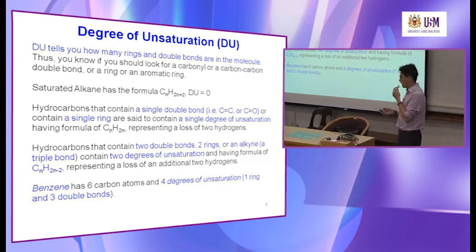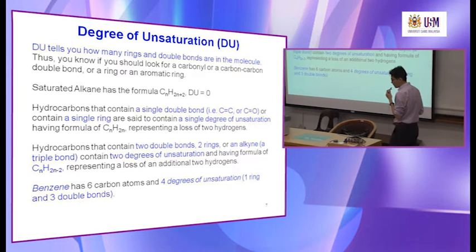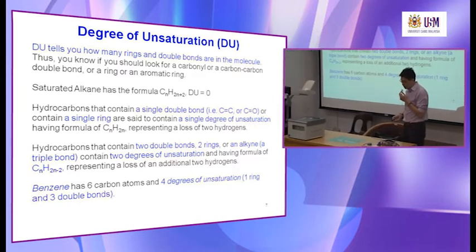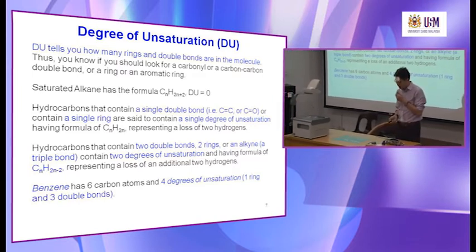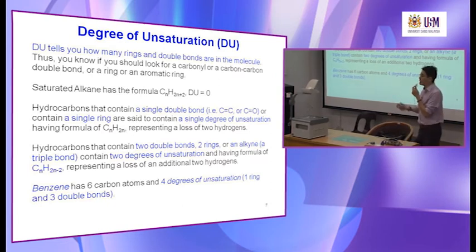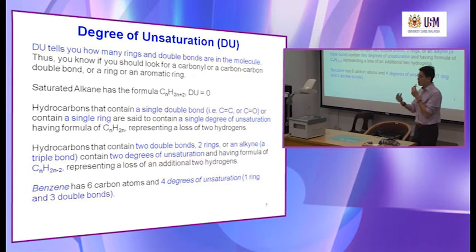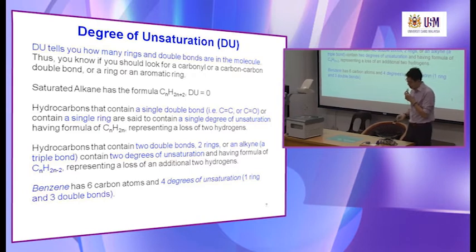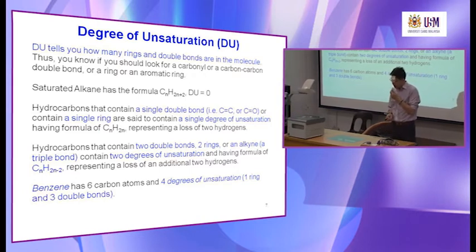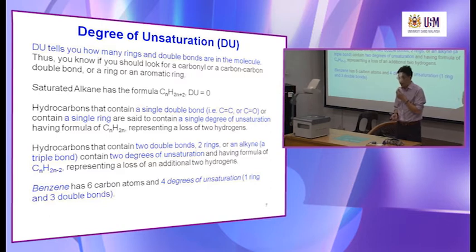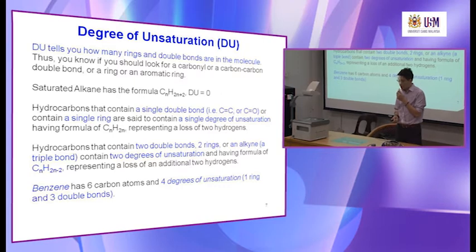Let's see together. Degree of unsaturation tells you how many rings and double bonds are in the molecule. The double bond could be C double bond C, C double bond O, or even a triple bond. A triple bond means you have two double bonds. Thus, you know if you should look for a carbonyl, C double bond O, or a carbon-carbon double bond, or a ring, or an aromatic ring. How about benzene? Let's see.